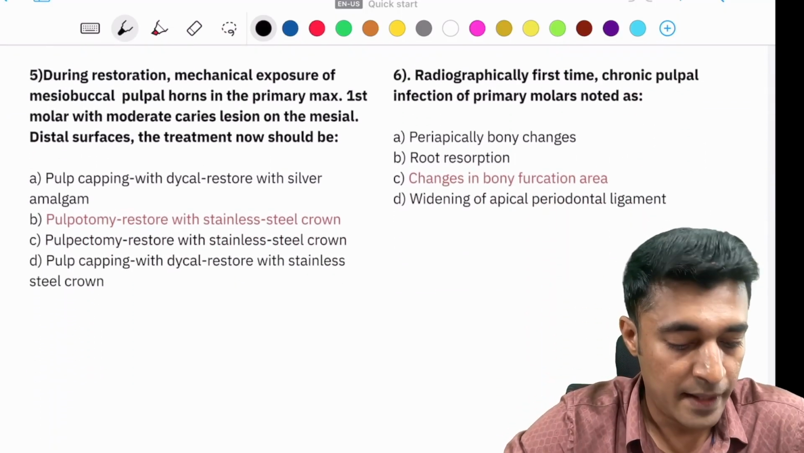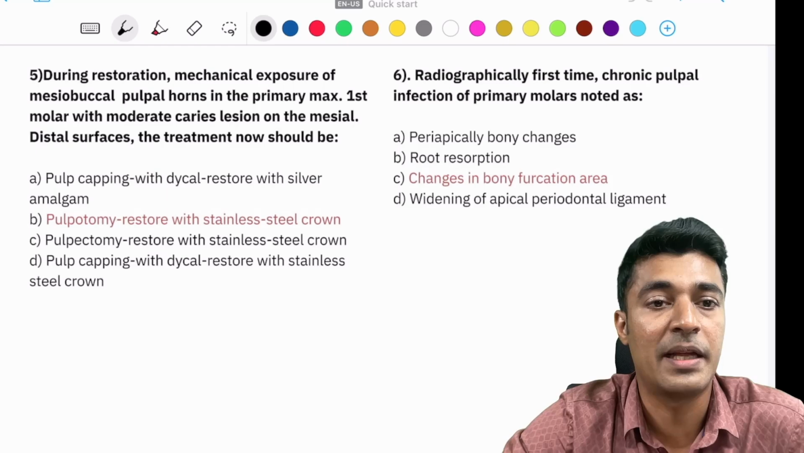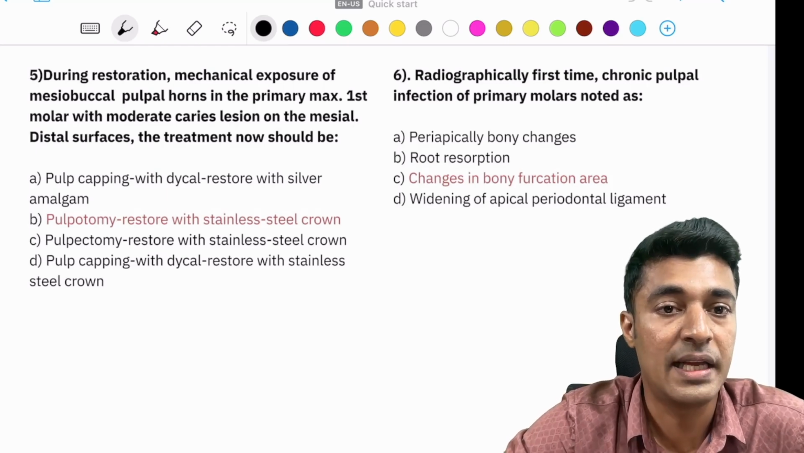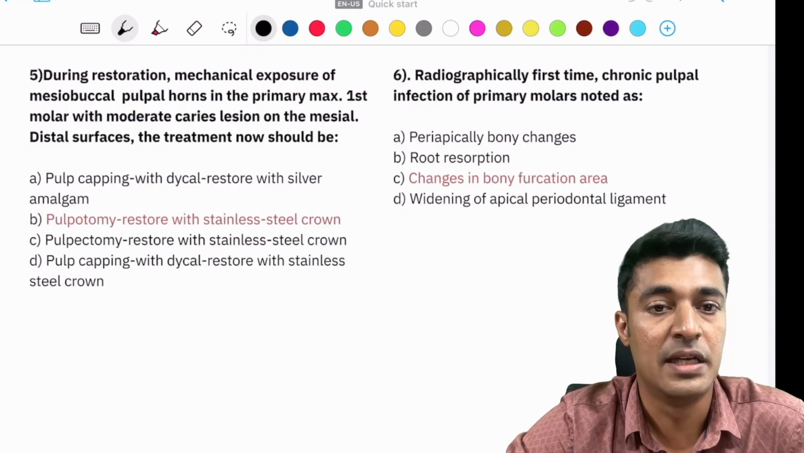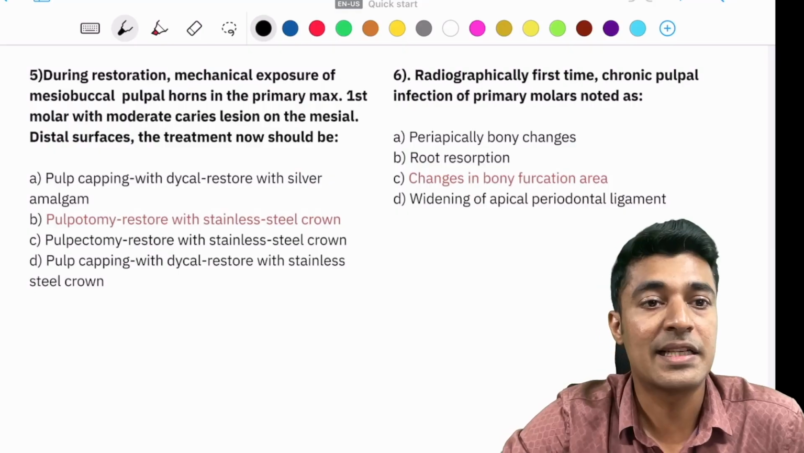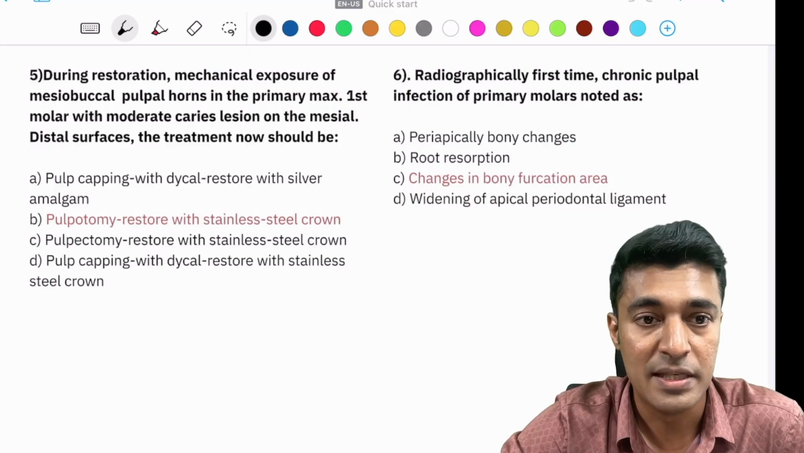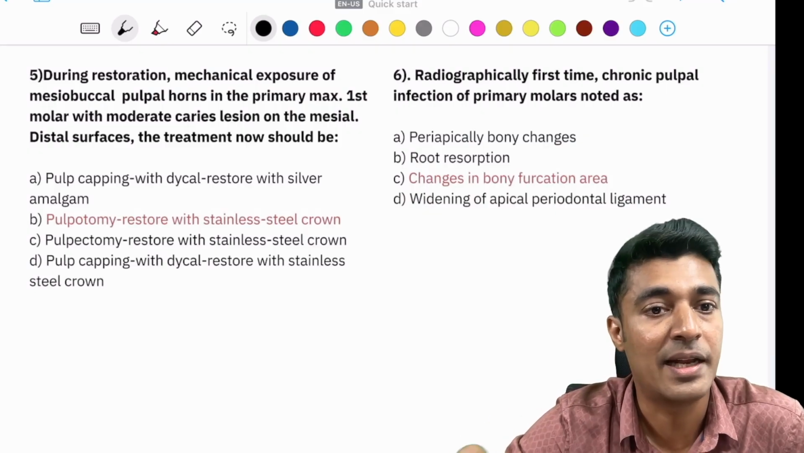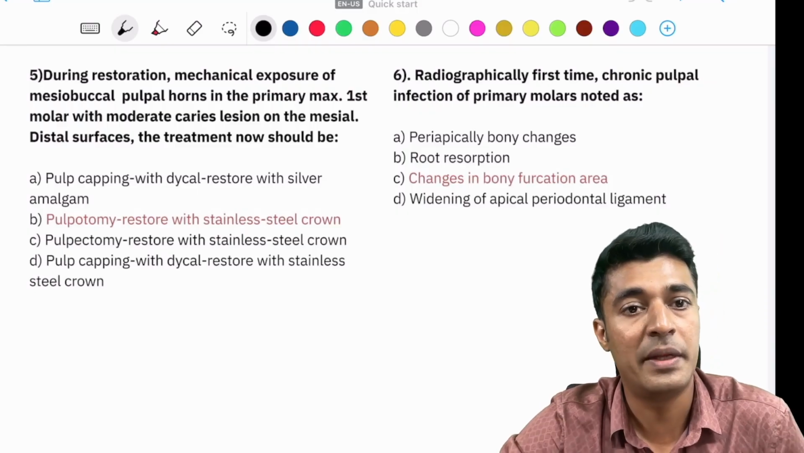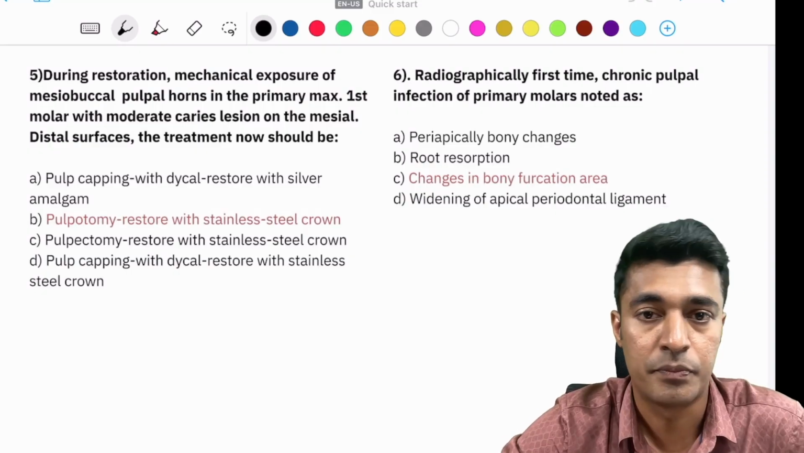Question number 5. During restoration, mechanical exposure of mesiobuccal pulp horn in the primary first molar with moderate carious lesion on the mesio-distal surface, the treatment should be what? So when there's mechanical exposure during restoration, the ideal procedure is to do pulpotomy so that the remaining radicular tissue can remain vital. You do a pulpotomy and you put a stainless steel crown. So the answer for that is 5B.